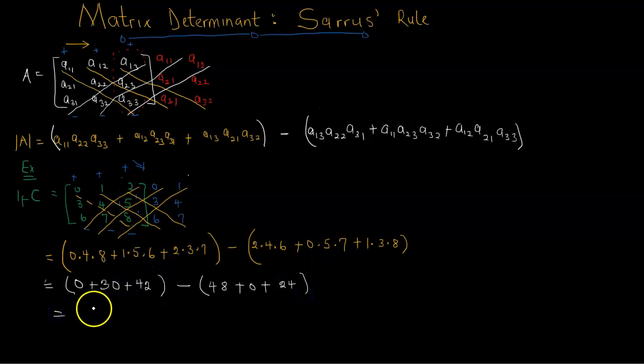30 plus 42 is 72. Minus 48 plus 24 is also 72. So the determinant of C is equal to 0. And this tallies exactly with what we got in the previous video. So this is Sarrus rule. I leave it to you to decide which one you prefer, the Sarrus rule or the previous method.